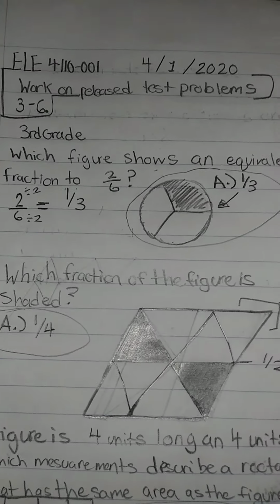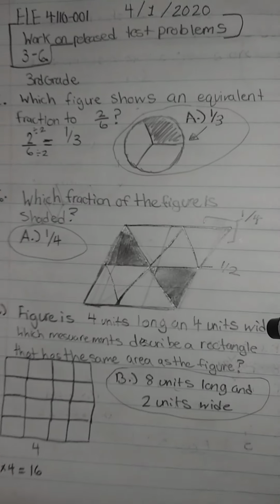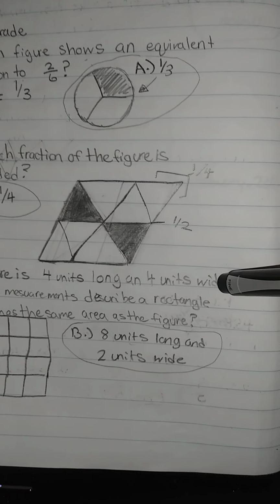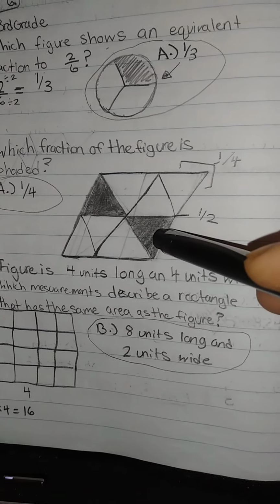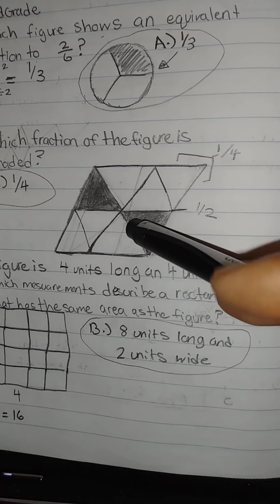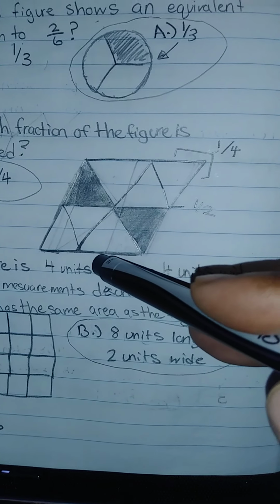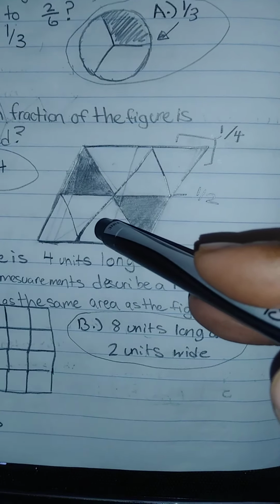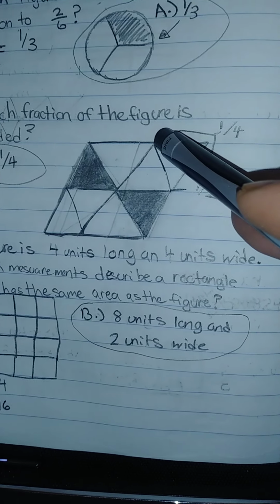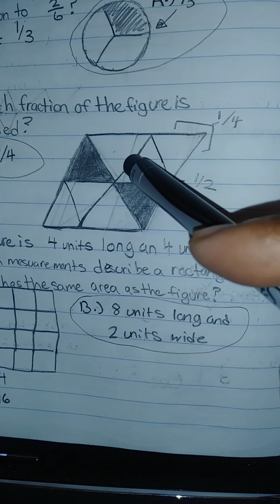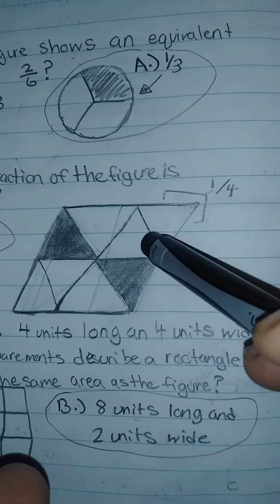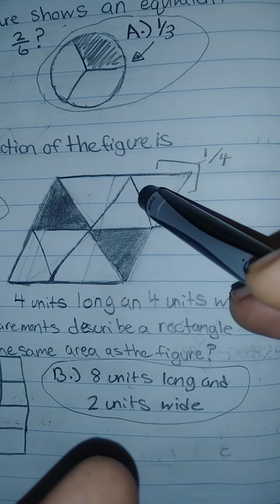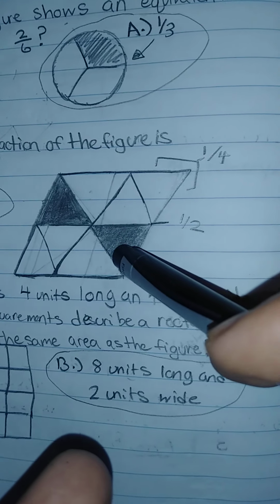Number 6, it says which fraction of the figure is shaded. So this is the figure they gave us. It was a slanted square with triangles in it. And we have to figure out what fraction of the figure was shaded. So, in my mind, I split up the figure like it was a box. And I combined each of the triangles into little boxes inside the big box.